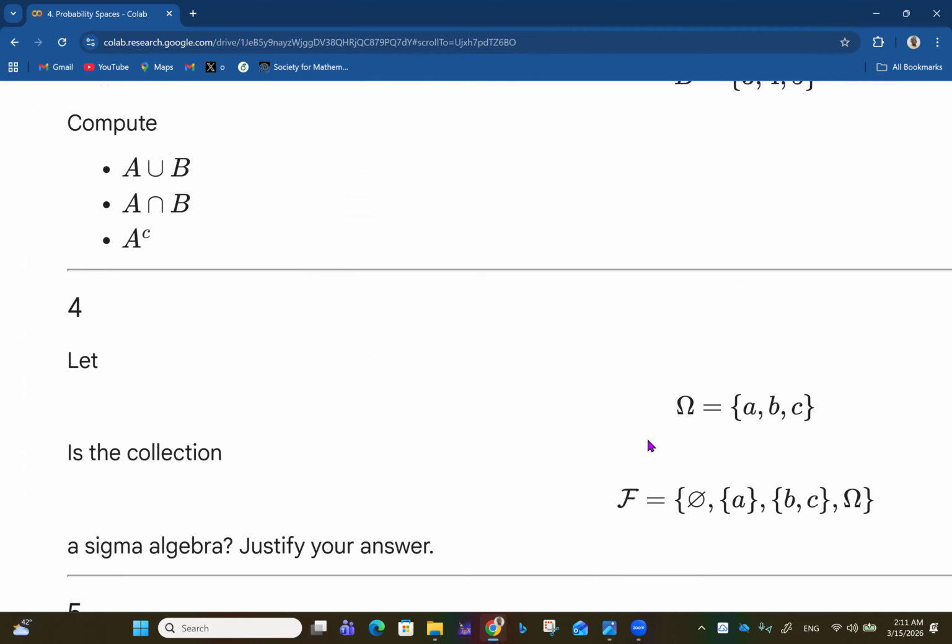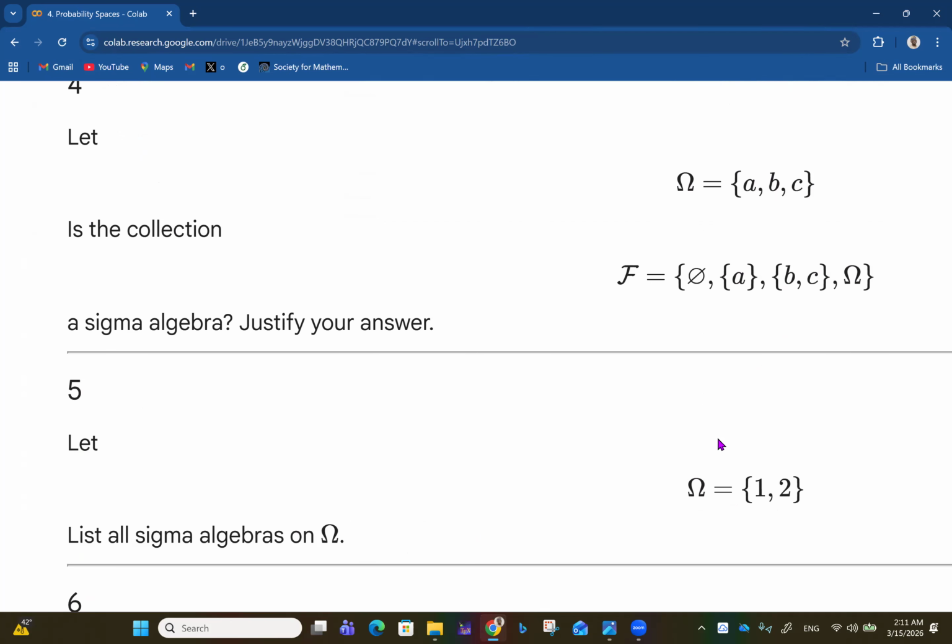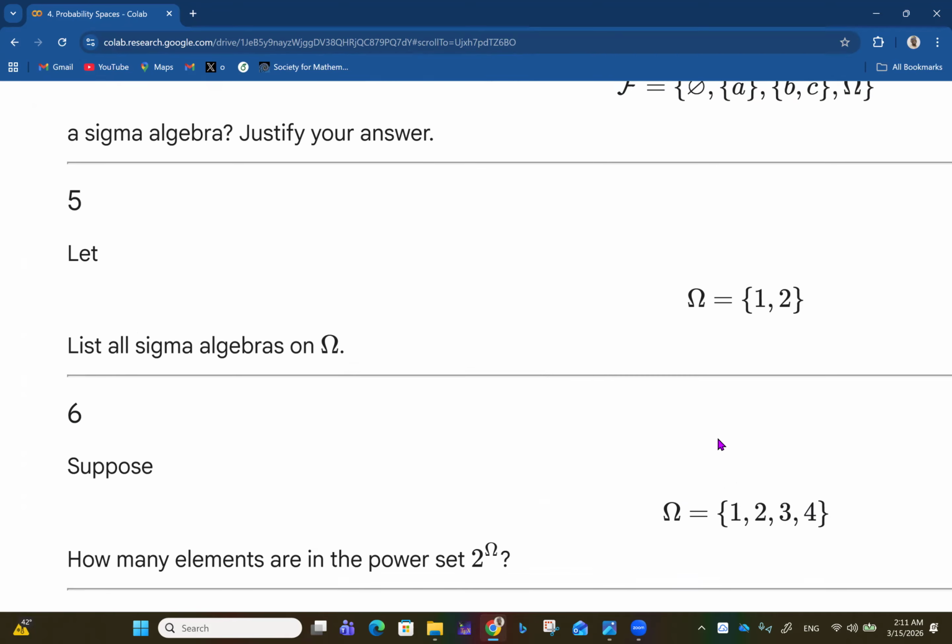Then let the sample space be A, B, C. Is the collection F a sigma algebra? Yes, because you have the empty set, you have A, then you have BC together because A complement is BC, BC complement is A, and then you have the complete space. So that is actually the sigma algebra. I've given you the justification by the explanation I made. Then for question 5, let omega be 1, 2. List all sigma algebras on omega. That'll be the empty set, 1, 2, and of course the whole thing itself, the whole event space.